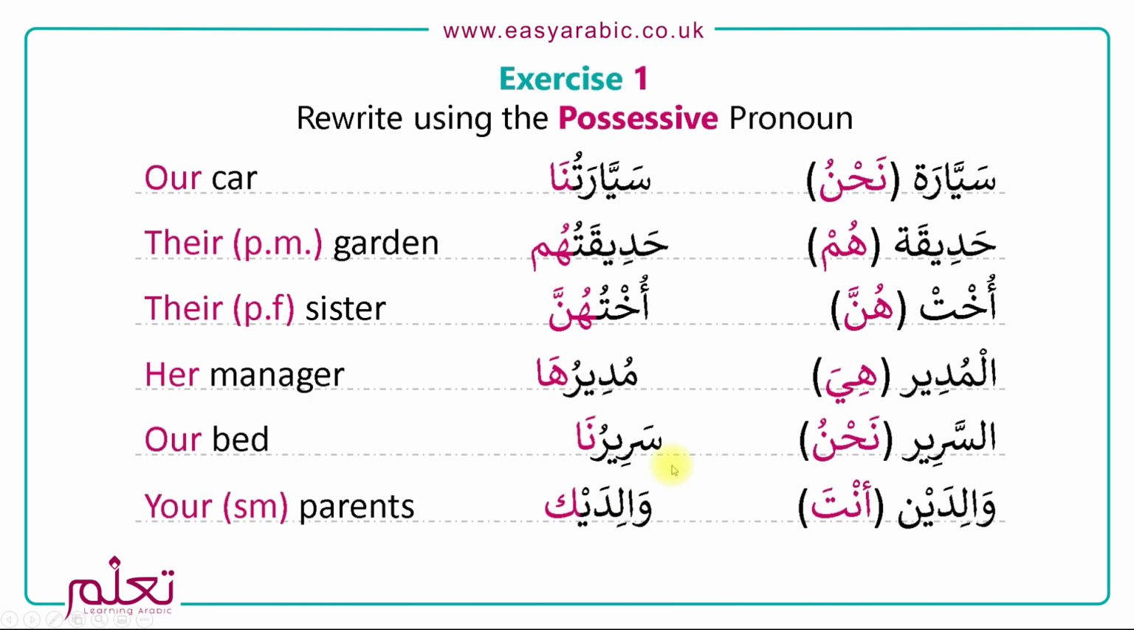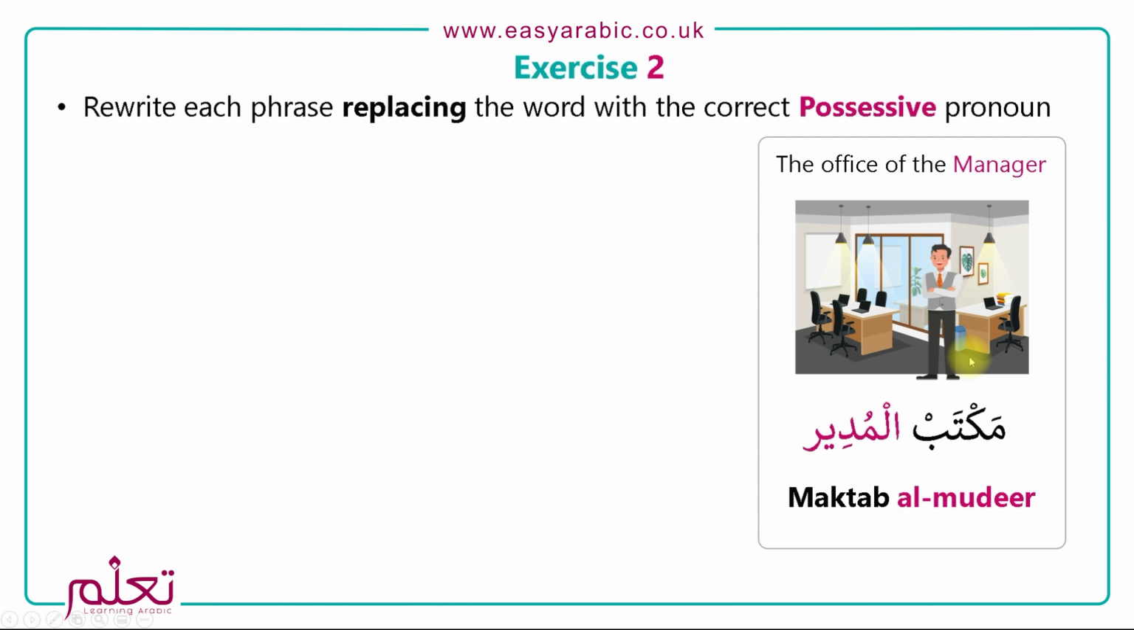Okay, so exercise two is slightly more difficult. What I want you to do is we need to rephrase each, replacing the word with the correct possessive pronoun. So here we're saying is maktab al-mudir is the office of the manager. Which becomes his office. Okay? So it is maktabuhu.